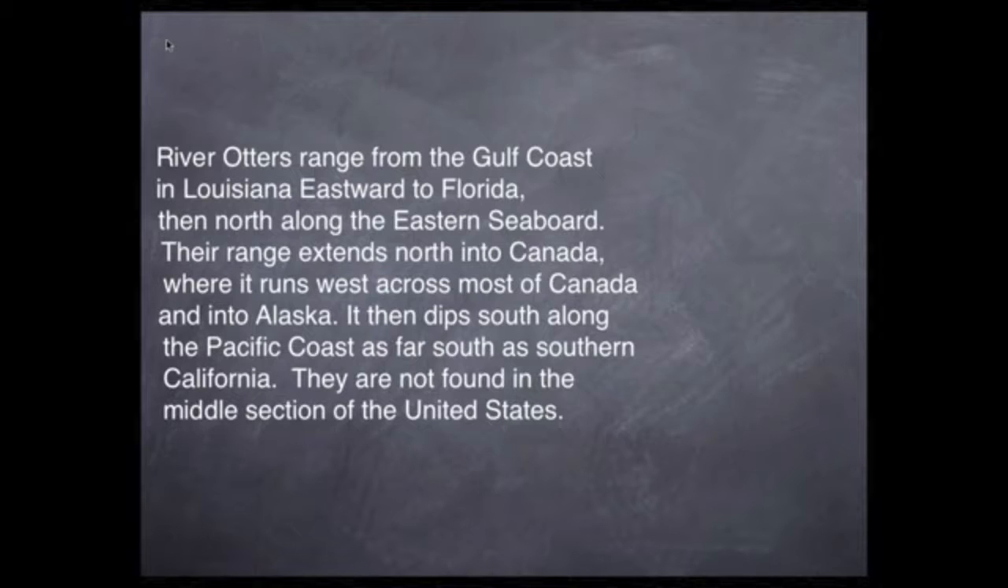Now this gets a little tricky, but here's what you could do using the map and our notes from the text. River otters range from the Gulf Coast in Louisiana eastward to Florida, then north along the eastern seaboard. Their range extends north into Canada, where it runs west along most of Canada into Alaska. Then it dips south along the Pacific coast as far south as Southern California. They are not found in the middle section of the United States.